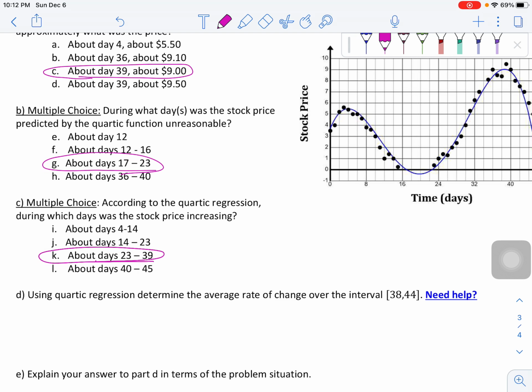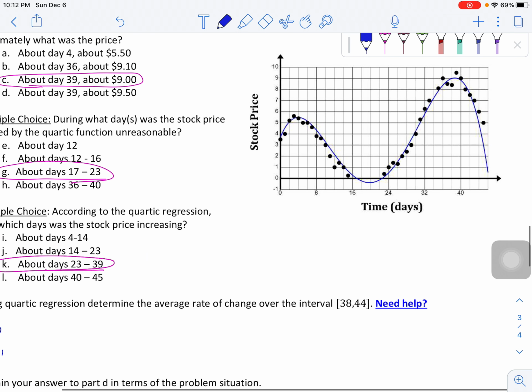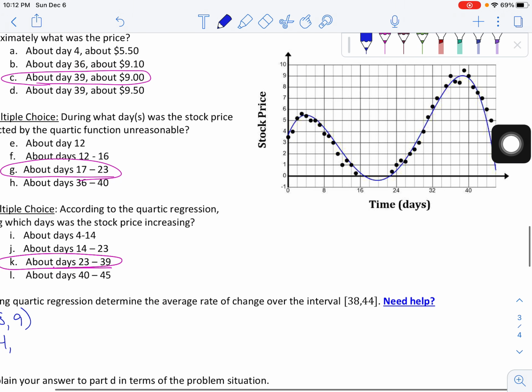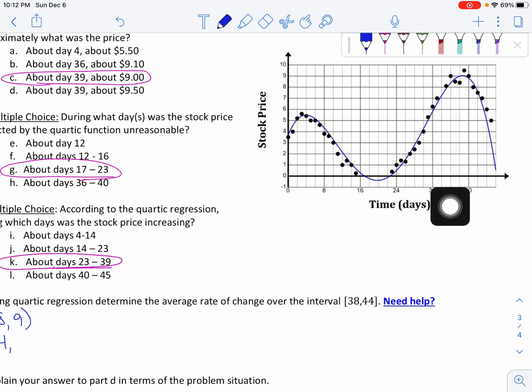Okay, using the quartic regression, so we're going to use the curve, determine the average rate of change over the interval 38 to 44. So on day 38, I want to know what's happening with my money, or the stock price, I should say, not my money. And on day 44, I want to know as well. So day 38, let's go ahead and look at our graph. And it's again the regression. So I'm going to call that a straight up $9. All right, so that's 9.